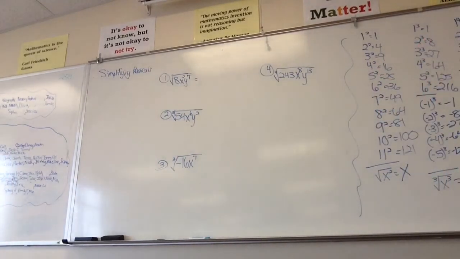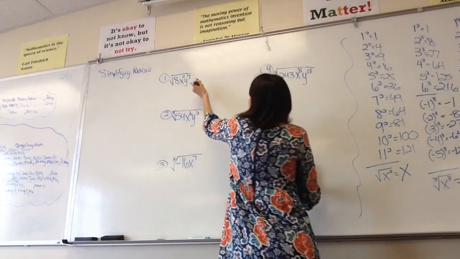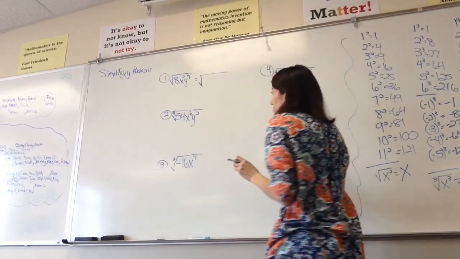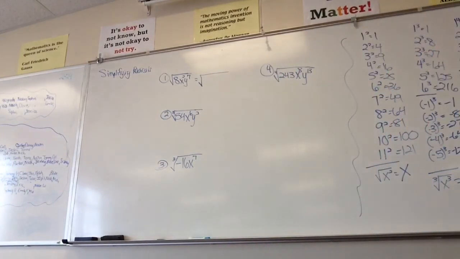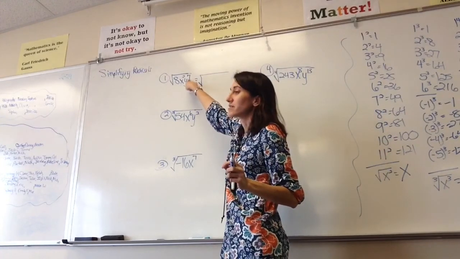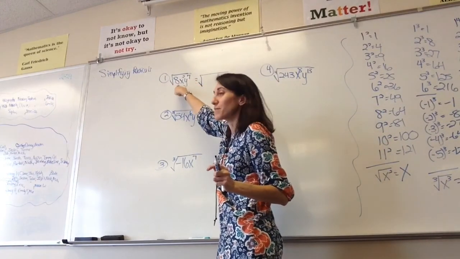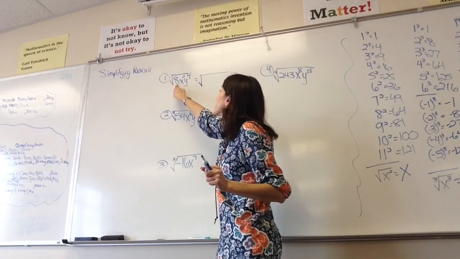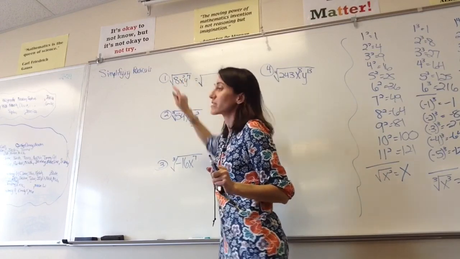Now remember, numbers are different than exponents. They operate differently than numbers. How can you tell the difference? The exponents are up here, and the numbers here act differently than those exponents.